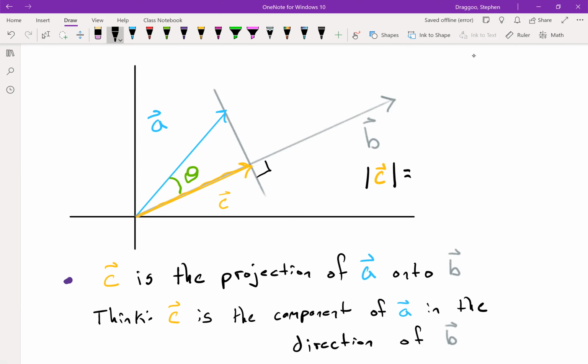I have the hypotenuse and the adjacent side, which means I'm going to want to use a cosine function, since cosine is equal to adjacent over hypotenuse. So the magnitude of C should be equal to the magnitude of vector A times the cosine of theta. I think I misspoke a moment ago. I wanted to say the magnitude of vector C is equal to the magnitude of A times the cosine of theta.